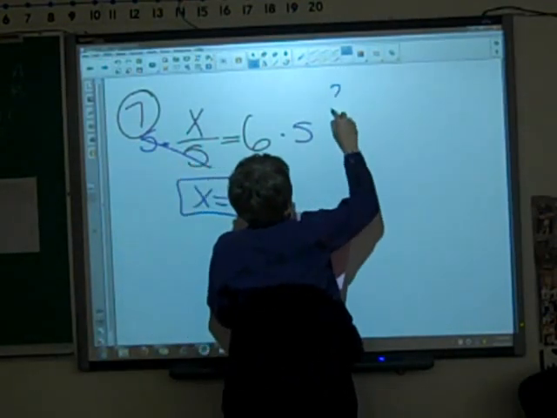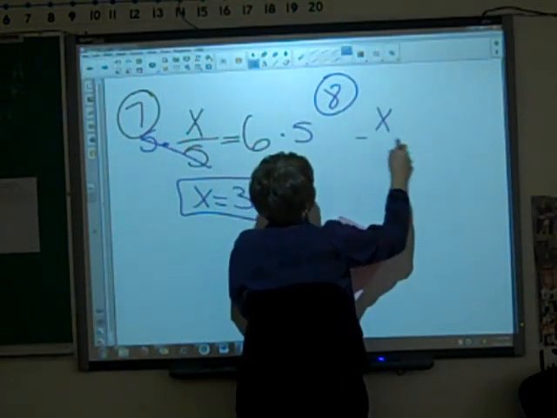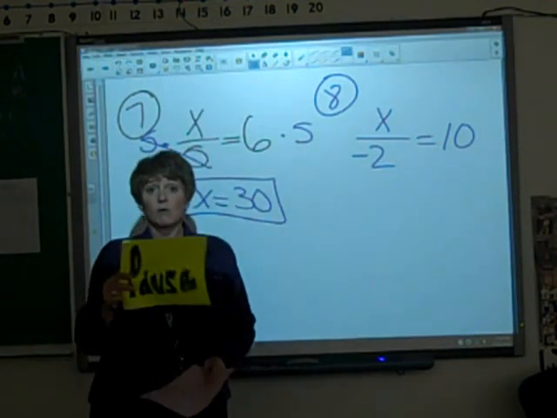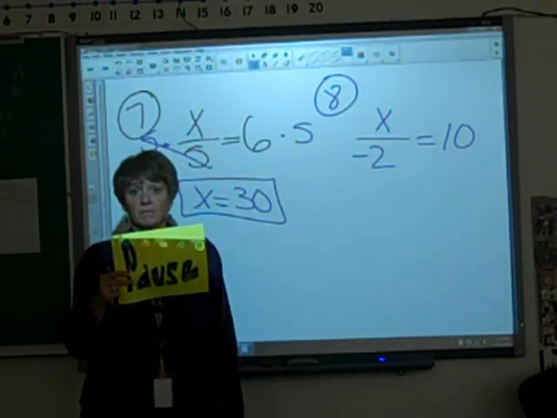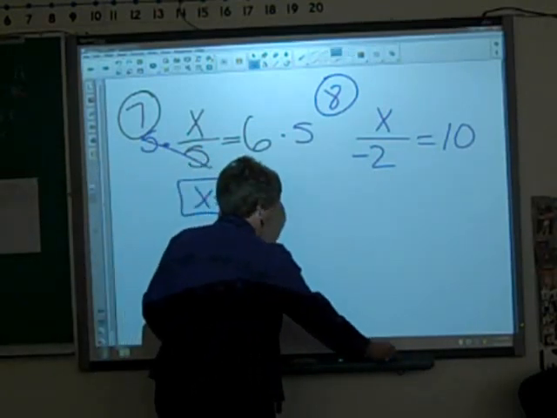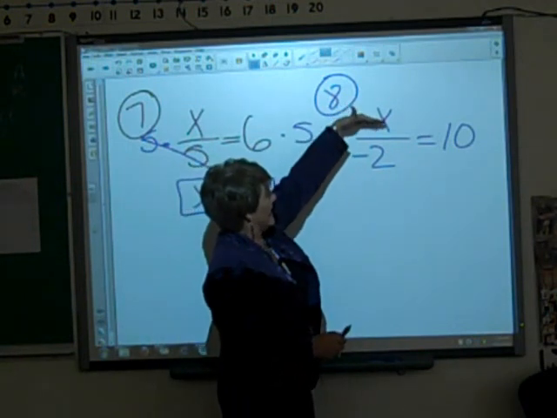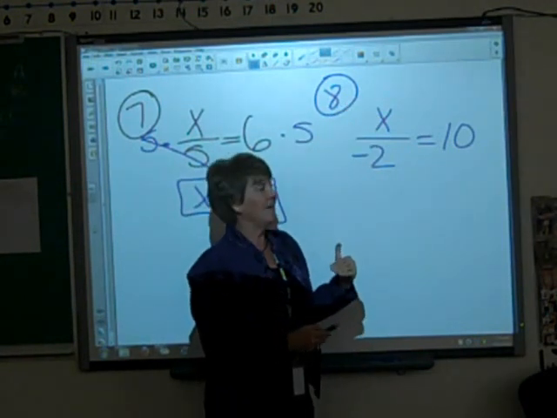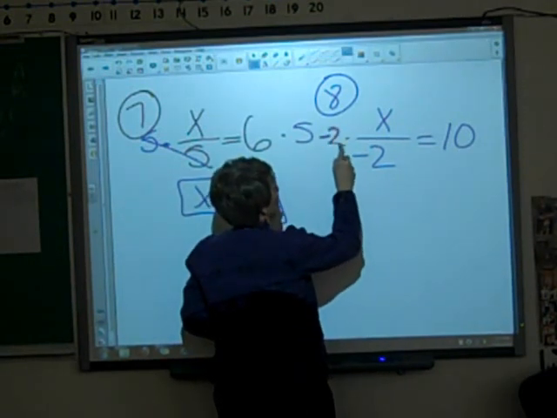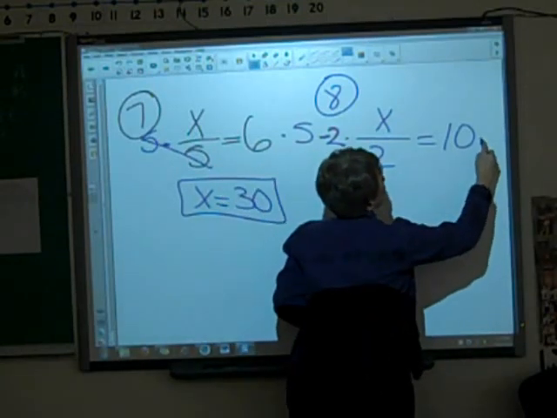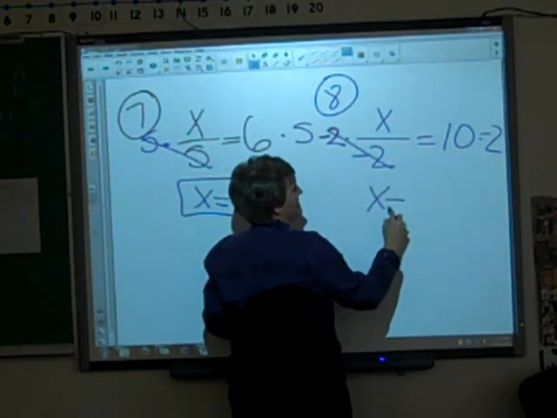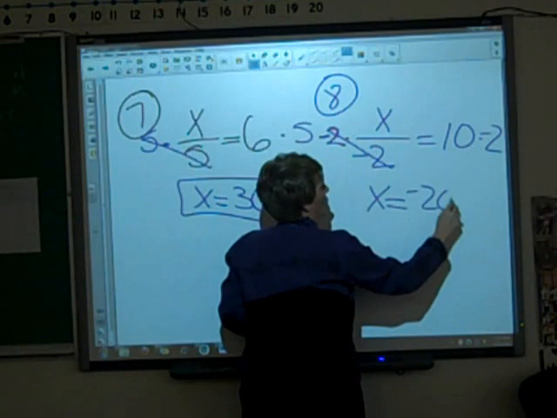Now I would like you guys to try number 8. Number 8 is x divided by negative 2 equals positive 10. So please, right now, pause your device and try this problem. Hopefully all of you recognized that if I take x and divide it by negative 2, to undo division, I multiply. I multiply both sides by negative 2, not positive 2. Once again, negative 2 times x divided by negative 2 gives you 1. There's your x. 10 times negative 2 is negative 20.